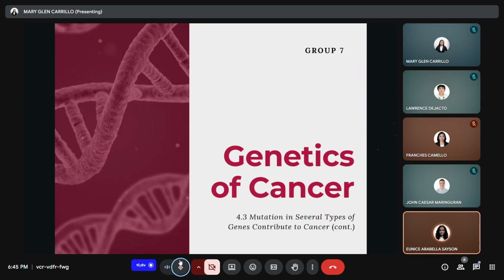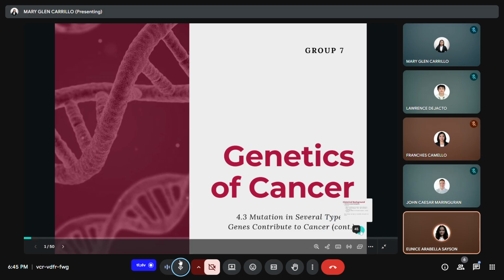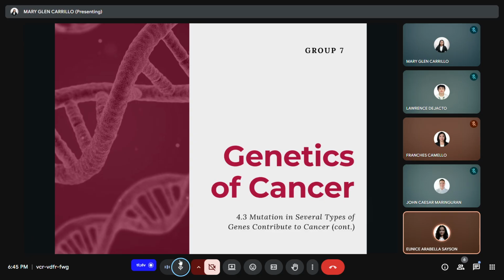Good day, everyone. Today, our group will discuss the genetics of cancer, a topic that focuses on how changes in our genes contribute to the development and progression of cancer. Cancer is not just one disease, it is the result of complex interactions between genetic mutations and environmental factors.